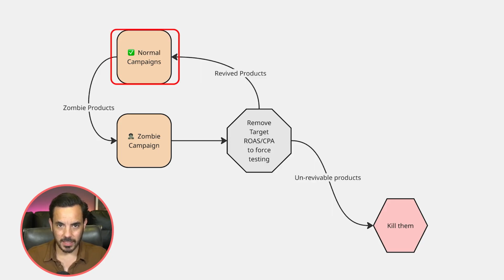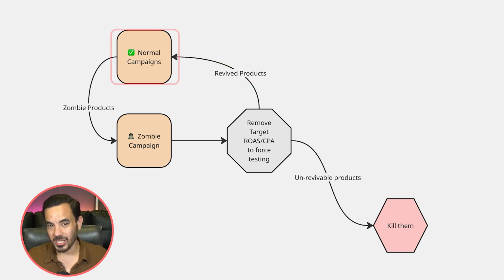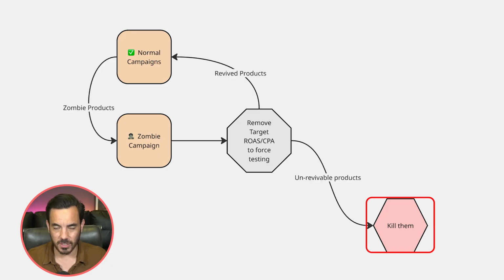That's why you need to break zombies into their own campaign, yes, and make the system test them, but you should also be prepared to kill them if the test turns out negative. Extract your zombie products from your normal campaigns and put them into their own zombie campaign. And then in that campaign, you make sure to remove the target ROAS or target CPA, should be on either maximize conversions or maximize conversion value bid strategy. For any products that then get revived, you can now move them back into your normal campaigns. But for any products that are unrevivable or they revive but have terrible performance, you should just be prepared to kill them off in case they just deserve to be dead all along.